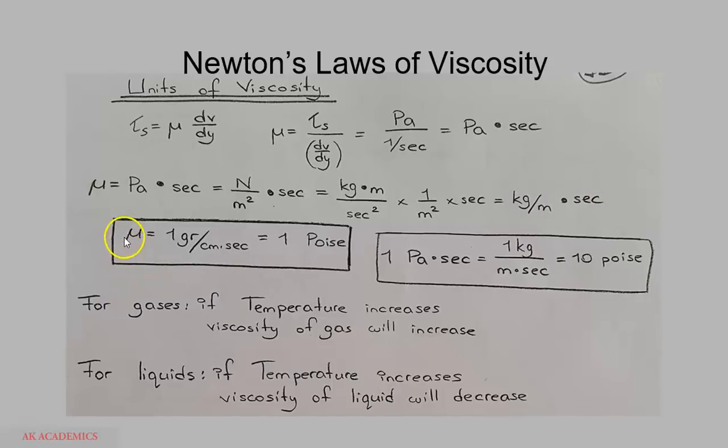We can say our viscosity mu is equal to 1 gram per centimeter per second, which is equal to 1 poise, or we can say it is equal to 1 Pascal second, which is equal to 1 kilogram per meter per second, which is equal to 10 poise. It is important to note that for gases, if temperature increases, viscosity of gas will increase, and for liquids, if temperature increases, viscosity of liquid will decrease.